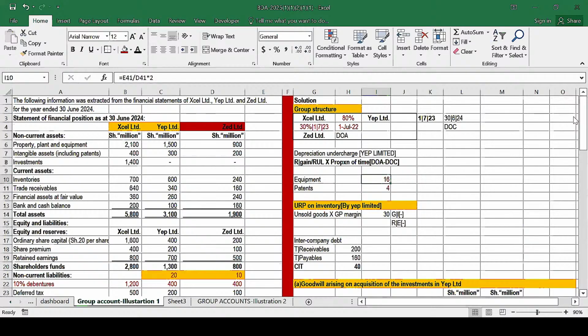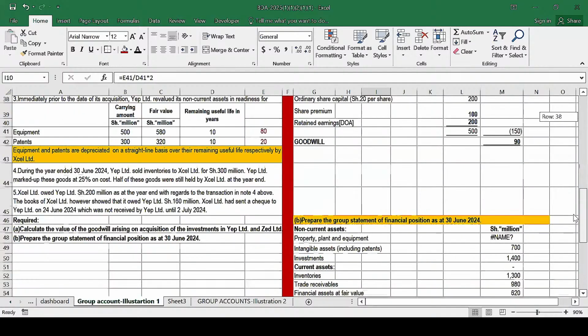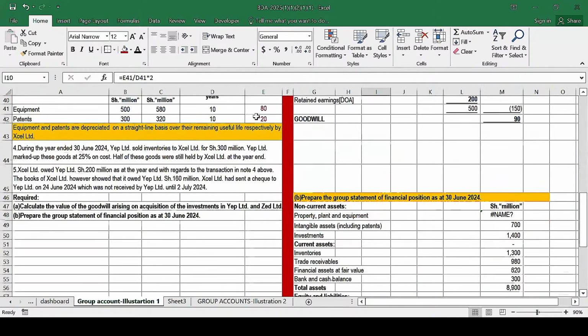Okay, sorry. Let me redo that afresh. I think the formula disappeared here. I don't know what happened.